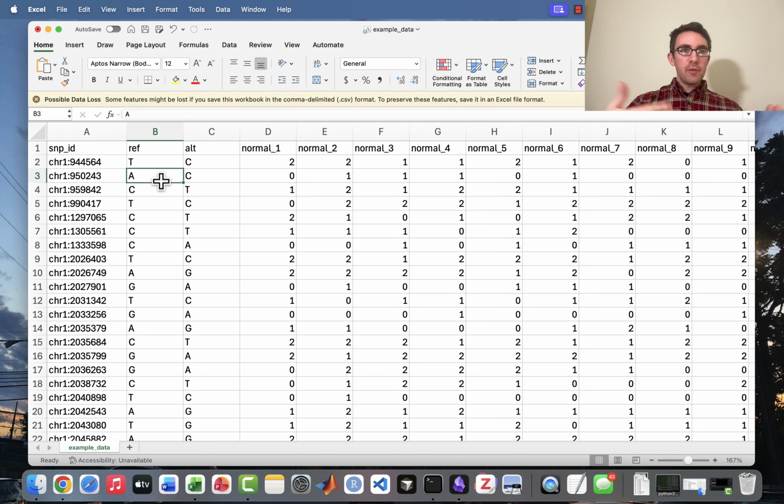And again, the simplifying assumption for this data set is that there's only 1 possible alternate allele in each SNP position. In real life, that's not always the case. There could be a position with multiple different alternate alleles. But for this data set, we assume only 1. So if they have a 1 here, that means they have 1 copy of the alternate allele, and the other copy must be the reference allele. And if they have a 2, that means they have 2 copies of the alternate allele. Both of their chromosomes have the alternate allele in this SNP position.